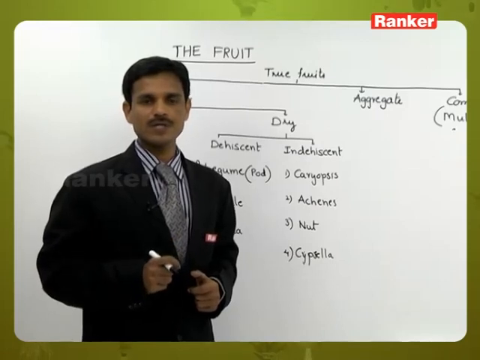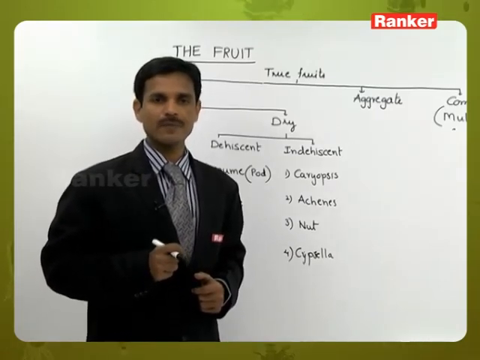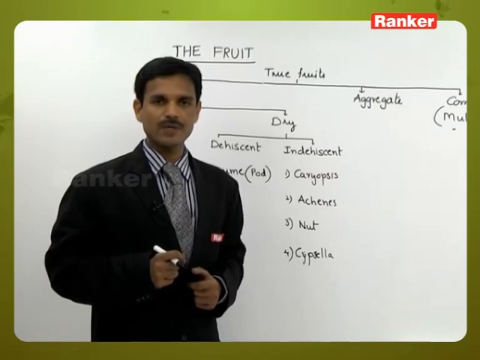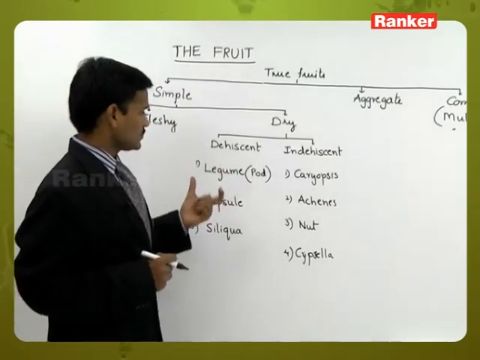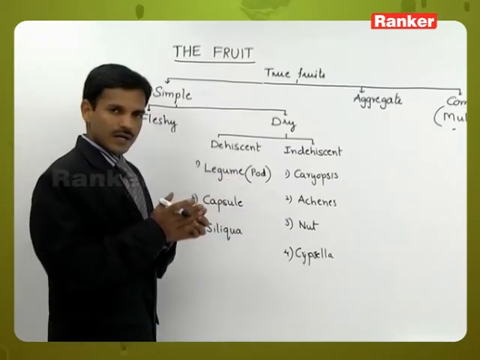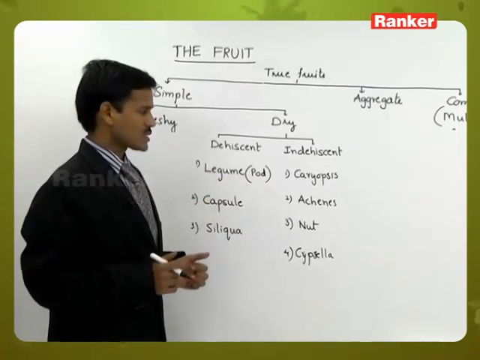The legume is observed in the Leguminosae family members, or Fabaceae family members. Here the legume fruit, at maturity, is dehiscing into two parts.